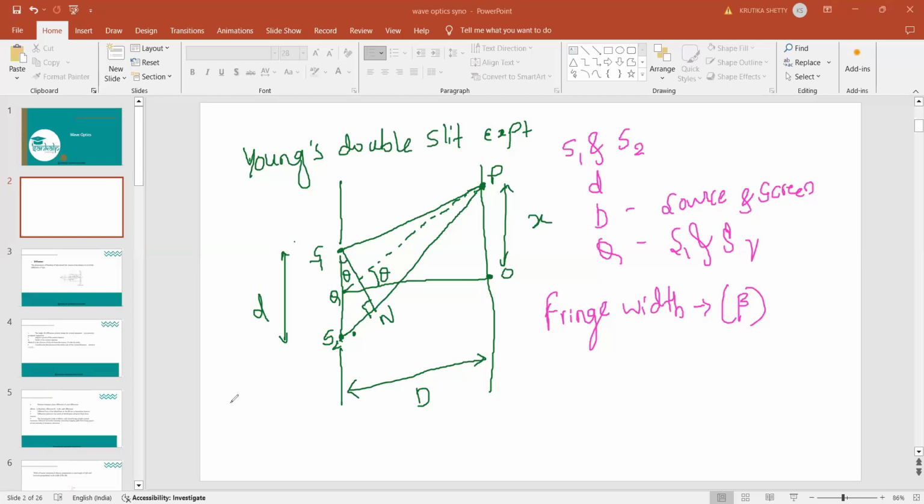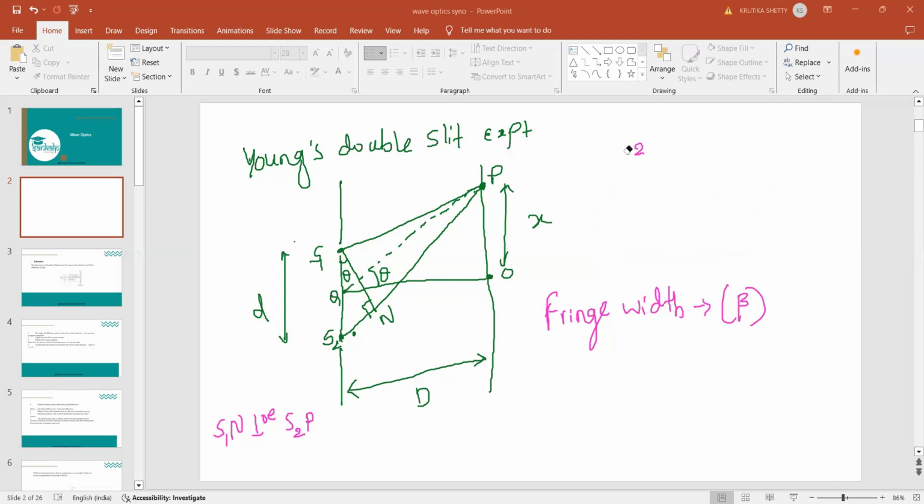So here we are drawing S1n perpendicular to S2P. Students, see the derivation part now. So the consideration is completed, the diagram is over, and the definition is also completed. Now we are going for the derivation.